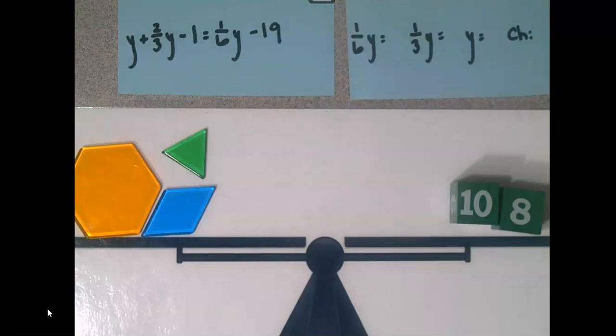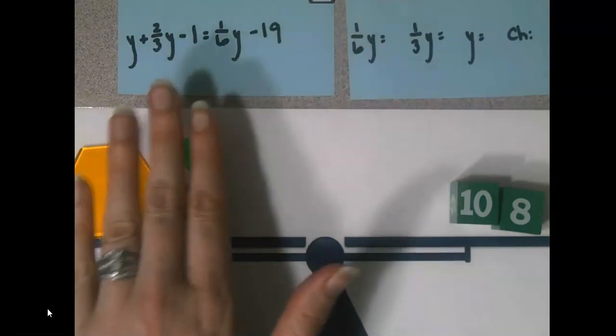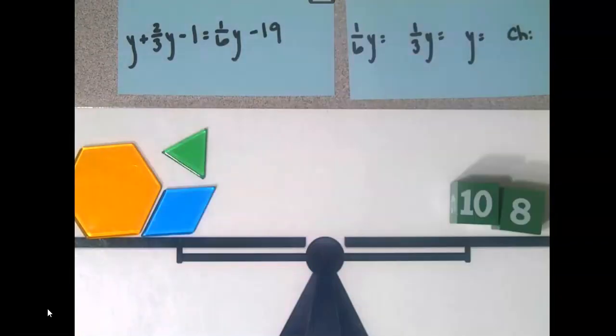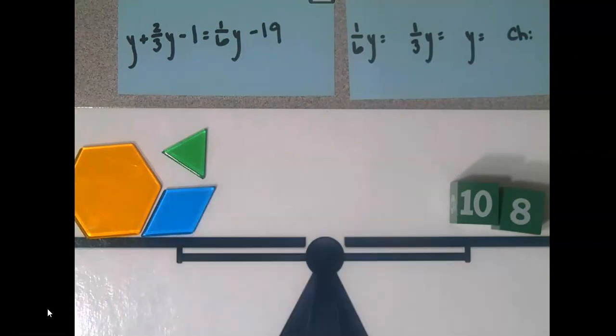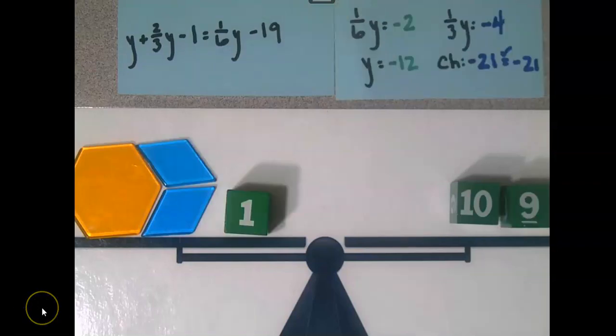We have a total of 9 green blocks on the left side, and then we have a -18 on this side. So that would give each green block a value of -2. Then each blue block would have a value of -4, and our yellow would have a value of -12. So now I've set up my original equation to do the check.